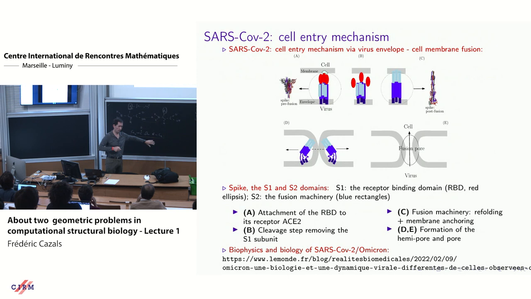The blue is going to unfold, which means that, as you can see, this is essentially drawn to scale. The spike is going to double in length, essentially unfold, and the tip of the spike is going to anchor itself into the membrane of the cell. And then, when several spikes are at play, they will manage to pull the membrane of the cell and bring it in close vicinity with the envelope of the virus. And then the pore will be open. So this is the infection mechanism.